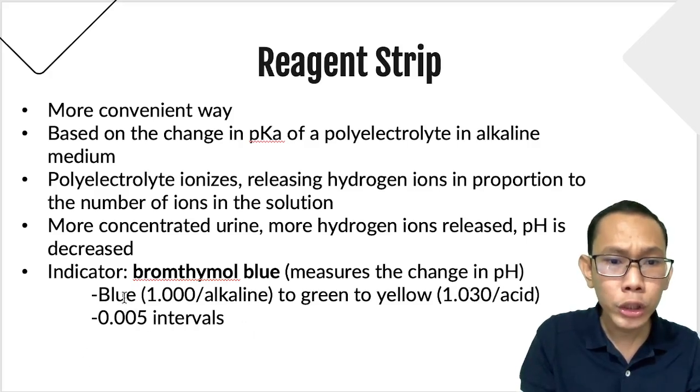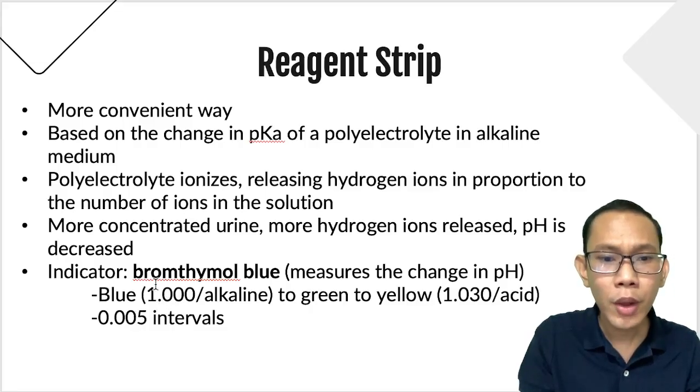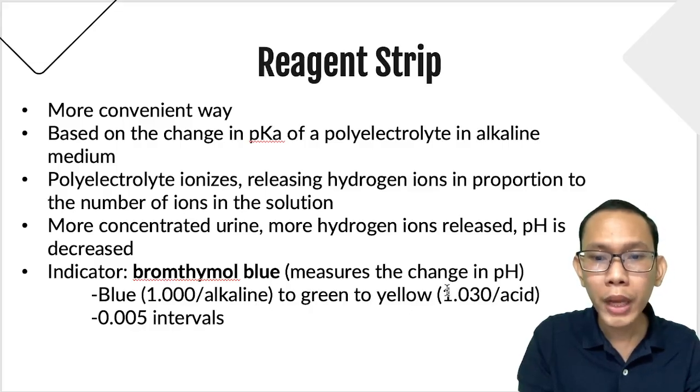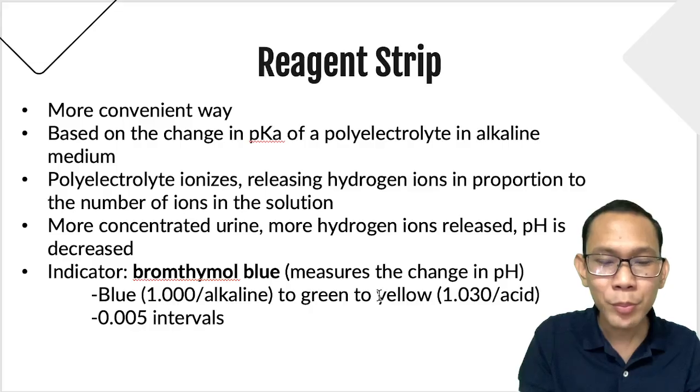So, meron tayong color blue. That would be if color blue ang lumabas na result, 1.000, that's gonna be alkaline, to green, to yellow. And pag yellow na, meaning to say the specific gravity becomes higher, that already be 1.030 or becomes acidic. So the more acidic siya, the more concentrated ang urine, the more na hydrogen, the more na taas ang ating specific gravity. So that's why pag yellow becomes acidic, more concentrated kasi siya.